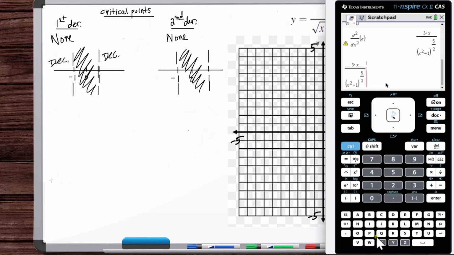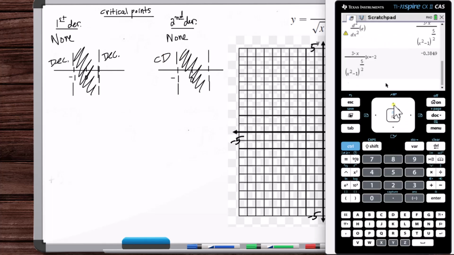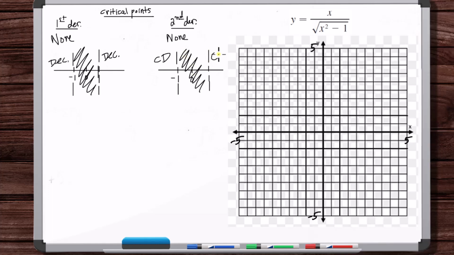With x equal to minus 2. Concave down. Okay. And then x equal to positive 2. There you go. Concave up. So what is it? Do we have an inflection point? We've changed concavity. The second derivative has changed sign.